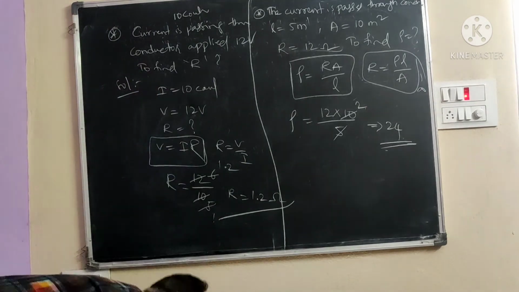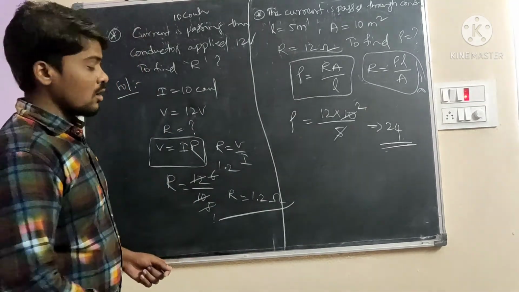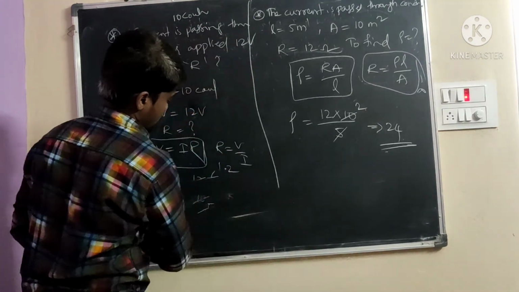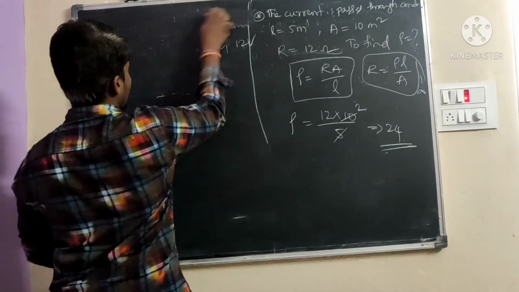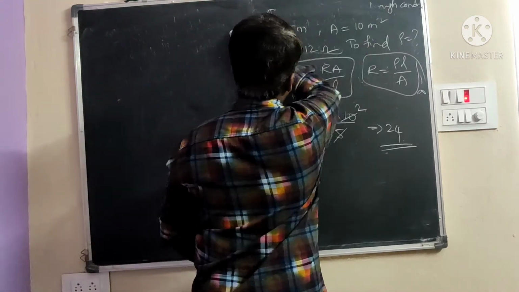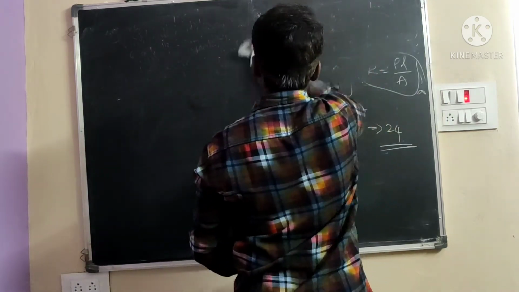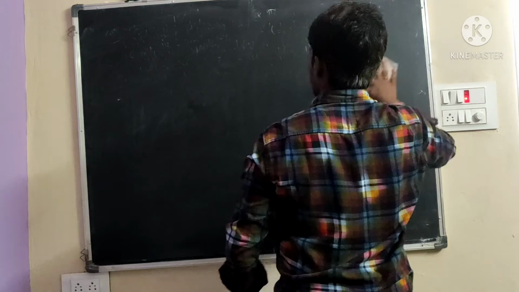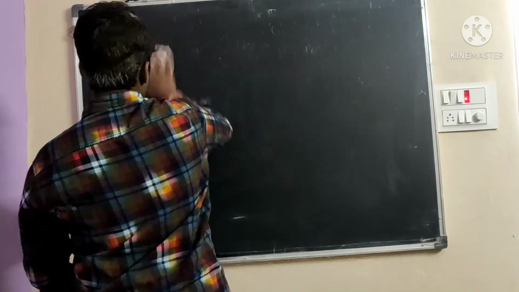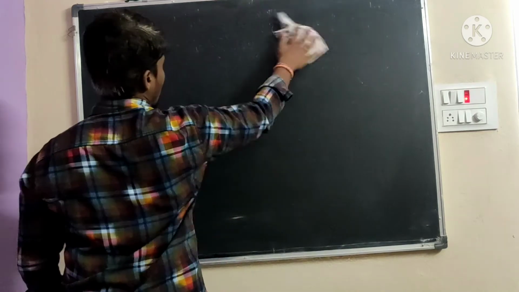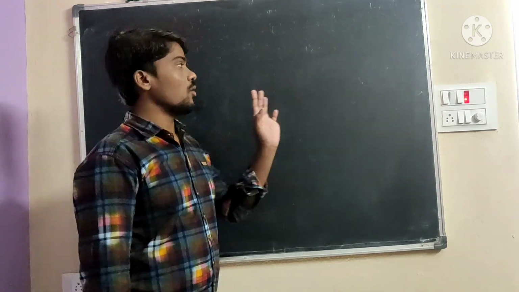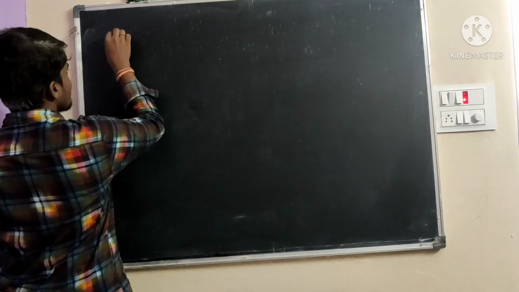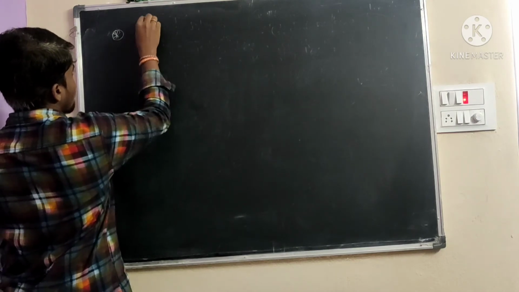Okay. Next, Kirchhoff laws. Kirchhoff laws, there are two laws. First one is the junction law, second one is the loop law. In this problem, the Kirchhoff junction law is given. First law or junction law.